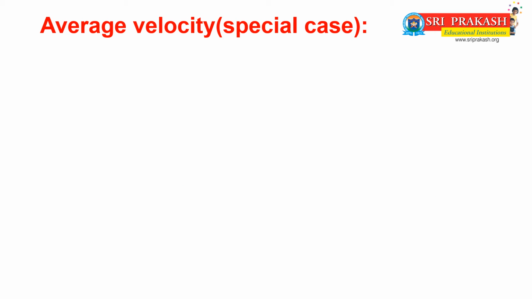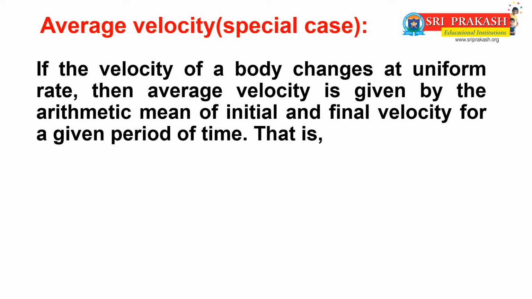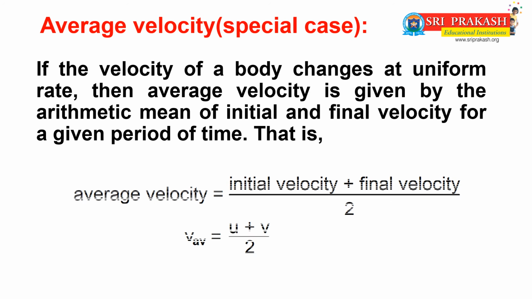Average velocity. Special case. If the velocity of a body changes at a uniform rate, then the average velocity is given by the arithmetic mean of initial and final velocity for a given period of time. That is, average velocity is equal to initial velocity plus final velocity by 2. V_av, symbol for average velocity, is equal to (u plus v) by 2, where u represents initial velocity and v represents final velocity.